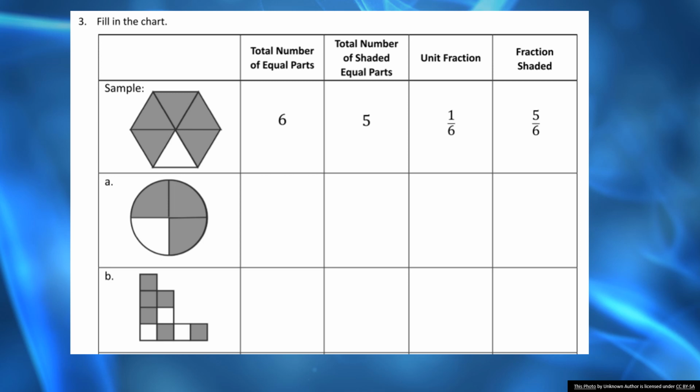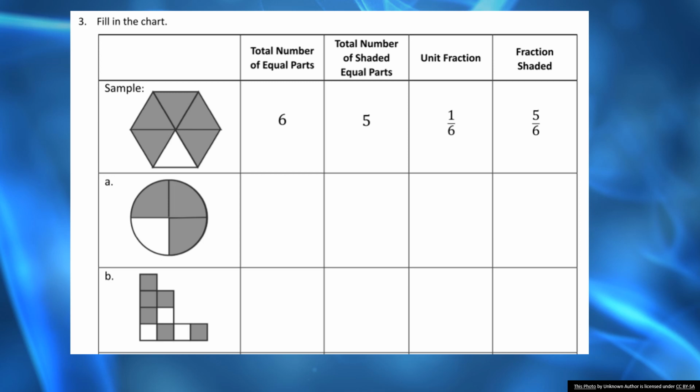Now again, this word unit fraction. A unit fraction is a fraction with a 1, always a 1 in the numerator. The numerator is the top number. The bottom number, or the denominator, is the total number of pieces, or total number of equal parts that the whole is made of. So the unit fraction, which means 1 unit of this shape, would be 1/6. And the fraction shaded is how many parts are shaded out of the 6 total pieces that you have, which is 5/6.